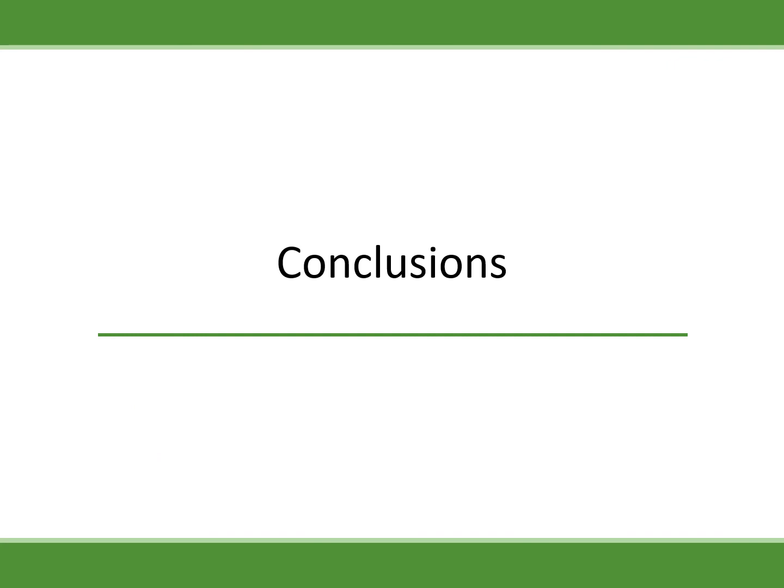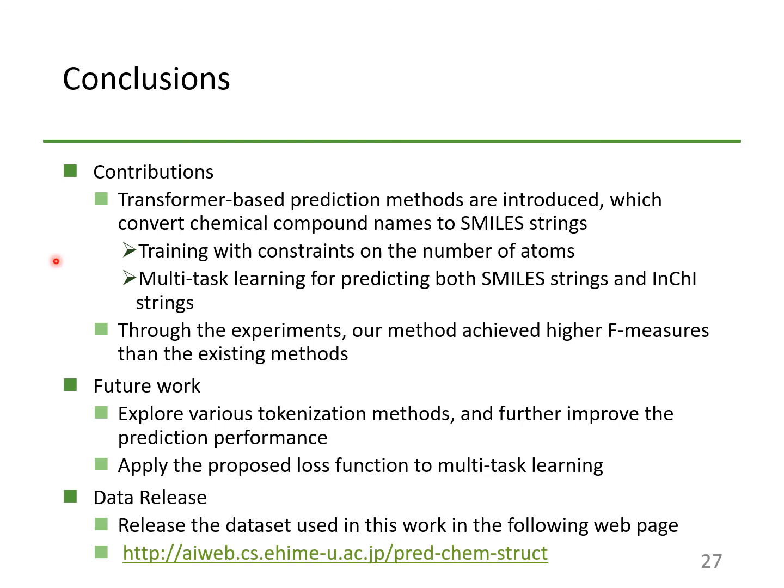Finally, I'd like to give conclusions. We introduced transformer-based prediction methods which convert chemical compound names to SMILES strings, trained with a constraint on the number of atoms of each element in the SMILES string. We also propose a multitask learning approach that simultaneously learns the prediction of SMILES strings and InChI strings. Through the experiments, our methods achieved higher F measures than the existing methods.